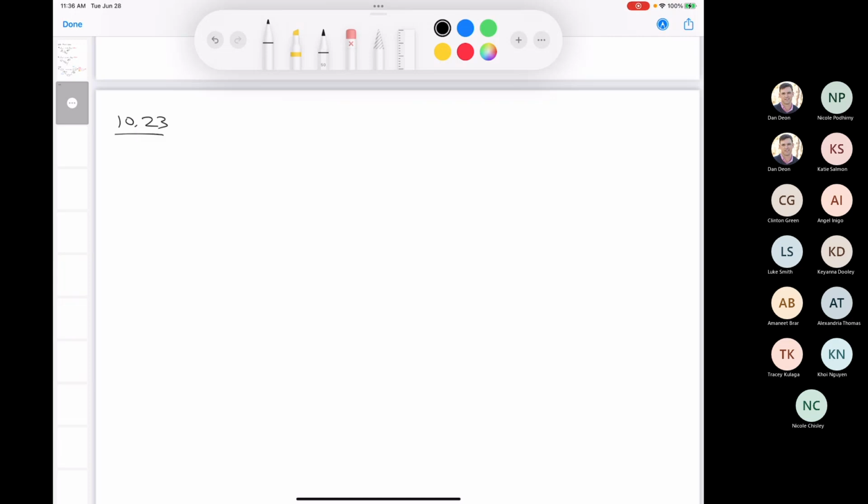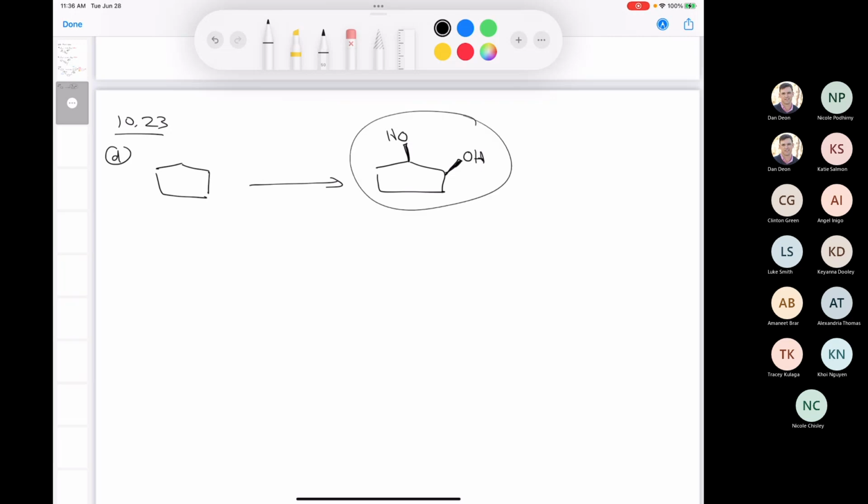10.23D. Again, all we're trying to do here is come up with efficient syntheses. So we're going to start with cyclopentane again. And now we want to make a trans diol. Sorry, I couldn't read my writing. It's a cis diol. So we want to make a cis diol. Both hydroxyls are on the same face of the molecule. Does anybody remember the conditions to make a cis diol?